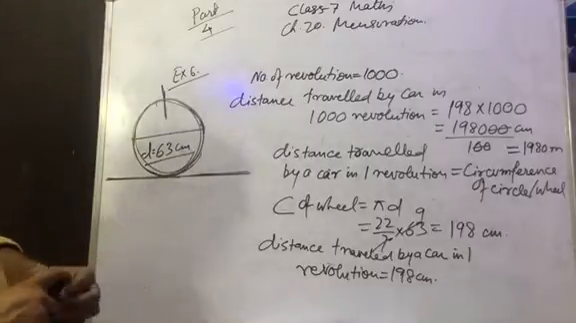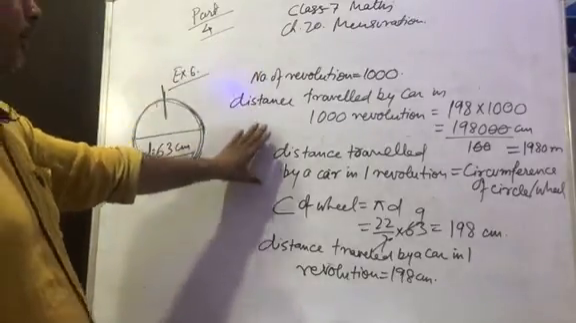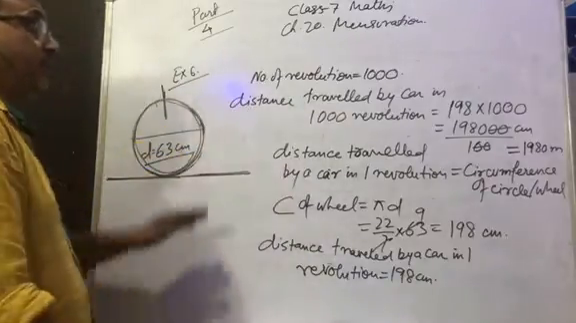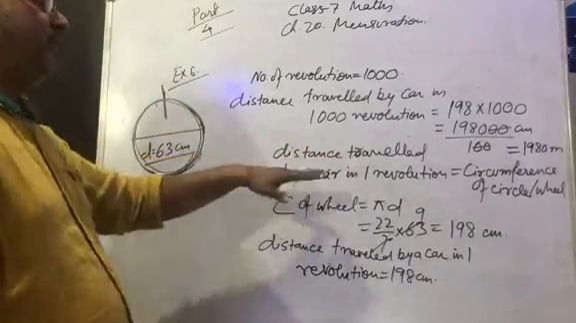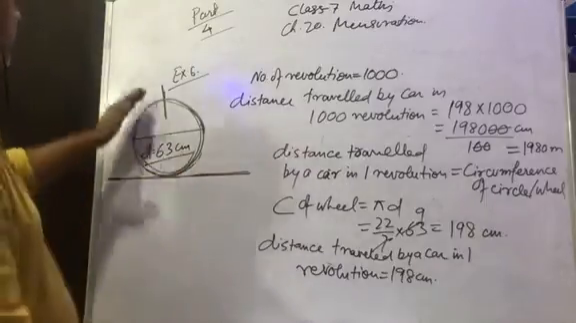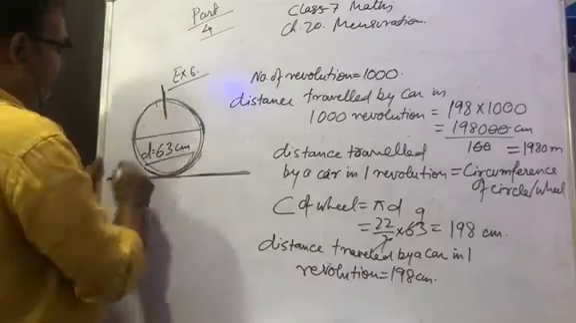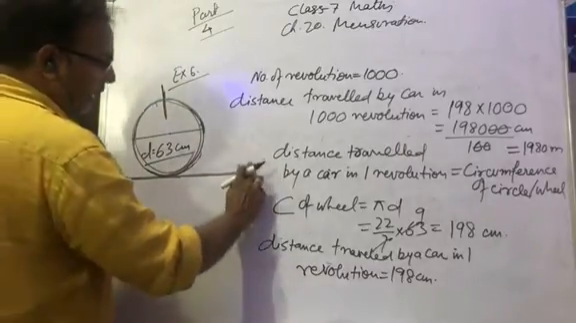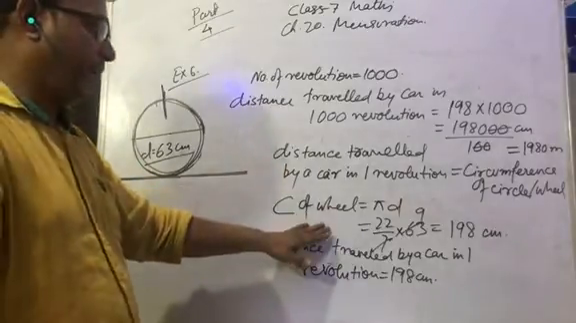So if the number of revolutions is given, or you have to find how much distance a wheel travels in that number of revolutions, then first you have to find the distance traveled by the car in one revolution, and one revolution is equal to the circumference of the circle. You can see if we cut from here, it spreads like this, meaning it can cover a distance in one revolution. So first we have to find the circumference of the wheel.